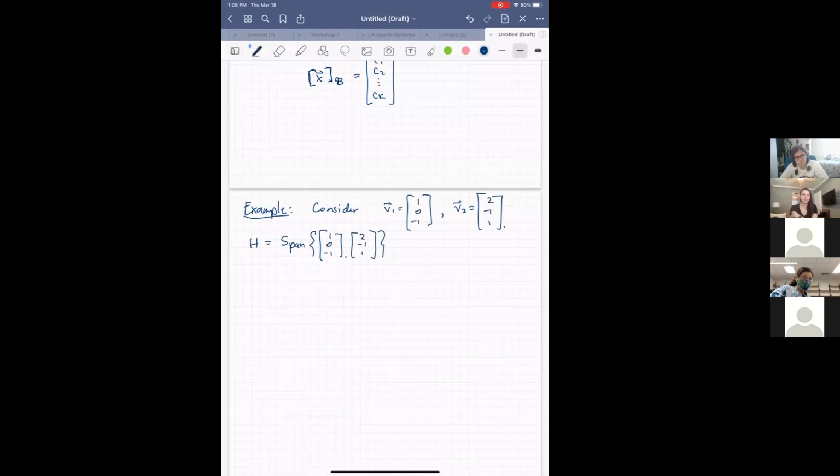Okay, then clearly we already have the first condition for this being a basis for H because we just defined it that way. And also, these are linearly independent because one is not a multiple of the other, right? So when we have two vectors, it's not so hard to check linear independence because we just need to check that we don't have one as a multiple of the other, right?